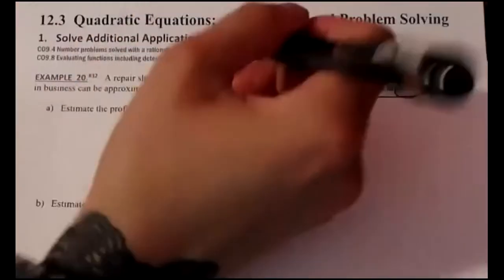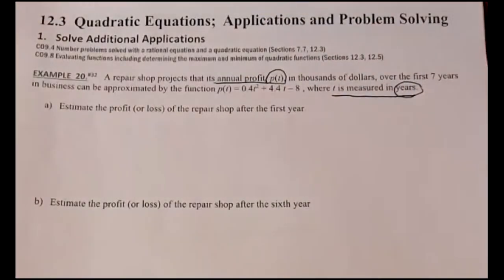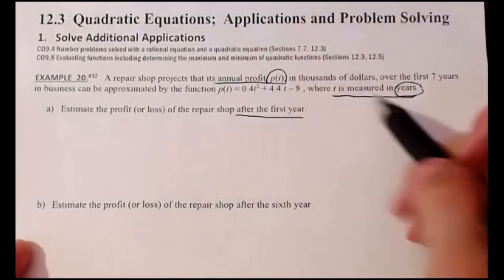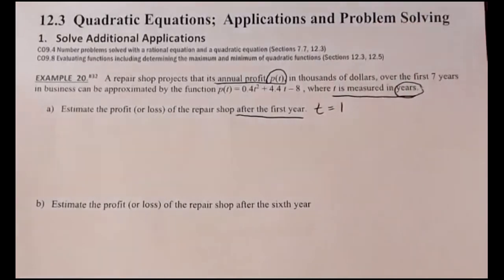So the annual profit is P. P is profit, T is years. Estimate the profit or loss, right? Depends if it's positive or negative, of the repair shop after the first year. So immediately when you see that, I want you to think about the information that you're given. If you're told after the first year, T is measured in years, so that must mean that T is equal to 1. That's what that is telling you.